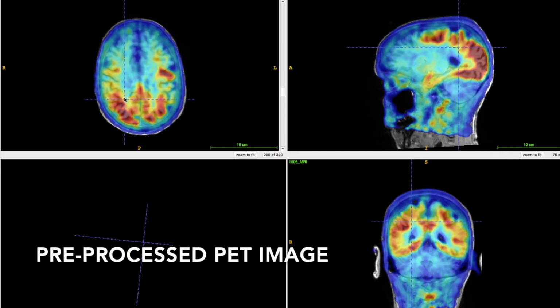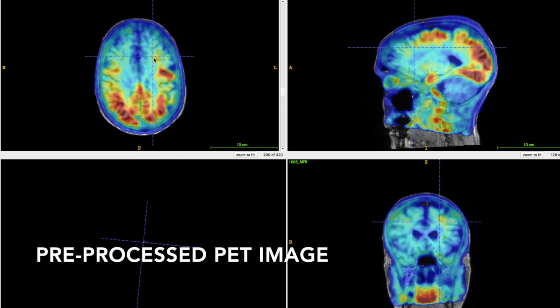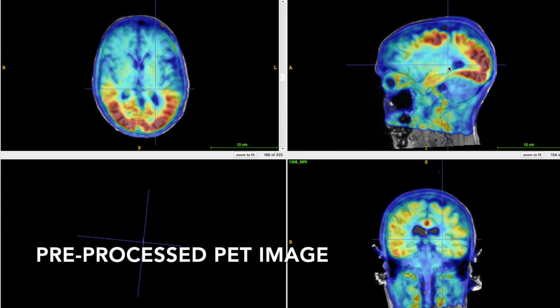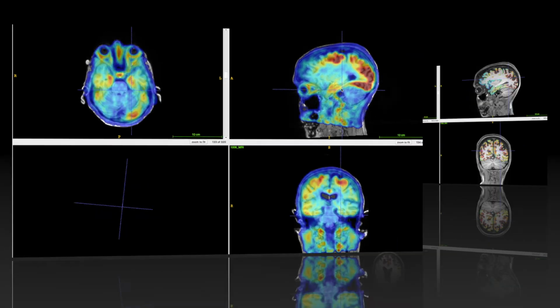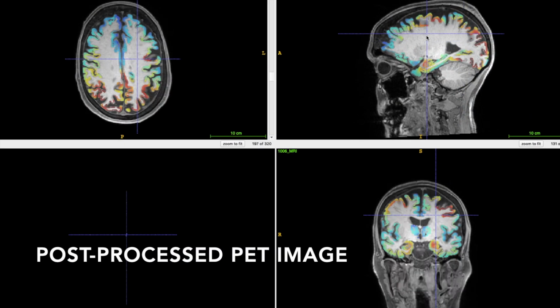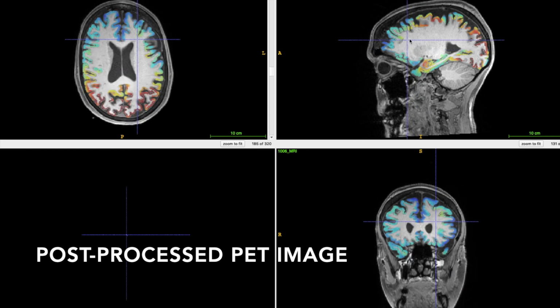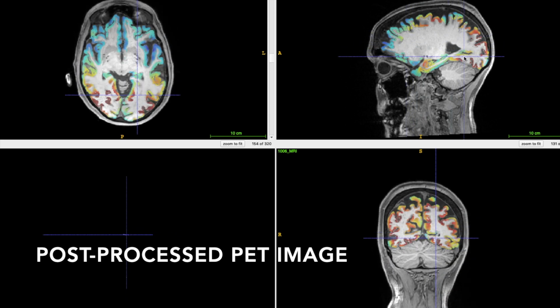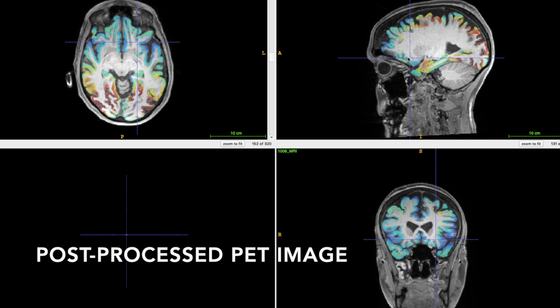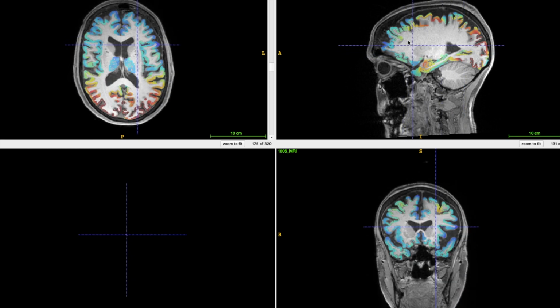So here's the pre-processed PET image overlaid on top of the patient's MRI. As you can see, these signals cover all over the MRI and are not really region specific. After feeding the PET images through our program, a lot of the non-significant PET signals were removed, making it much easier for the clinicians to interpret the PET image and improving the inter-rater reliability.